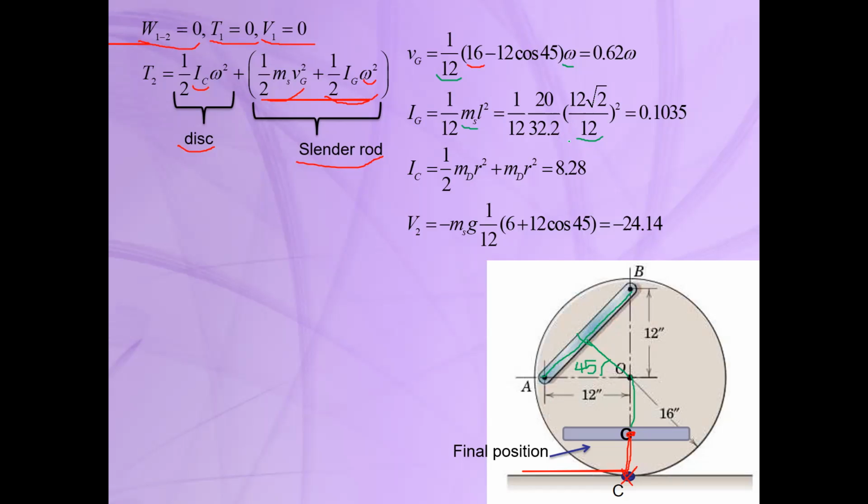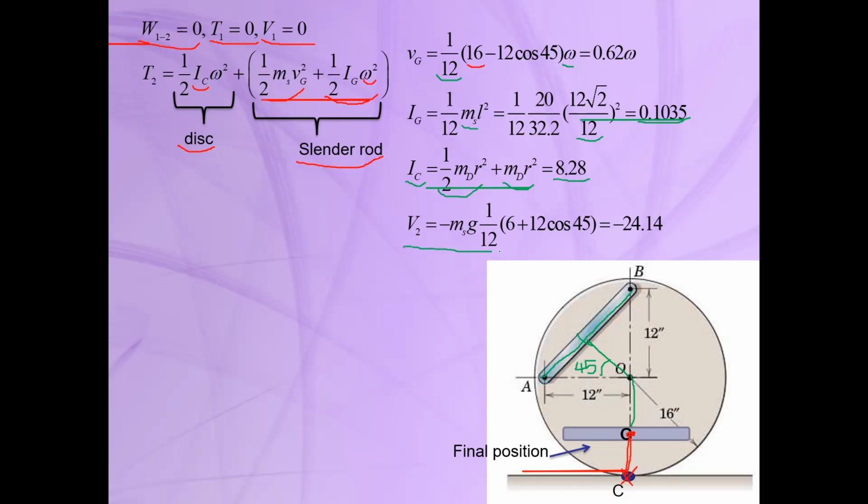And finally, you can calculate the mass moment of inertia, and IC is the mass moment of inertia of the disk about point C. It's equal to the mass moment of inertia about the mass center plus m times r squared, and this is the mass moment about the point C, or the instantaneous center of zero velocity. So this is the IC, and now we can substitute into the kinetic energy and find them.